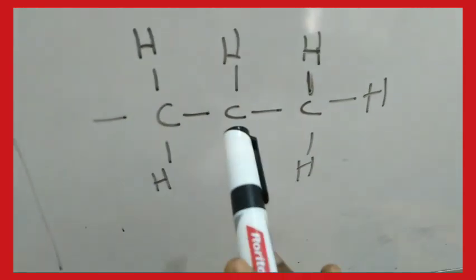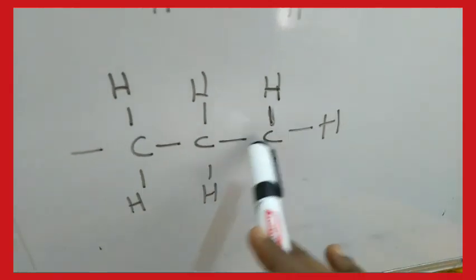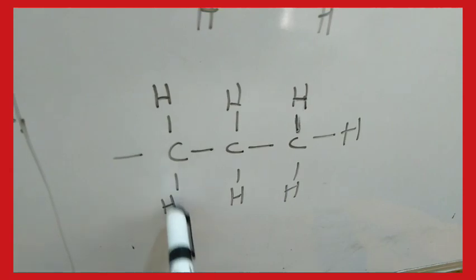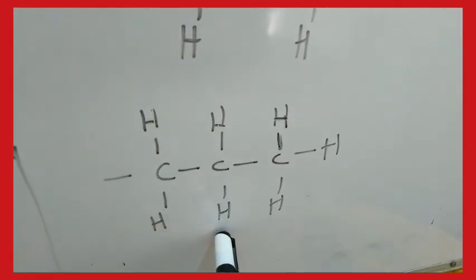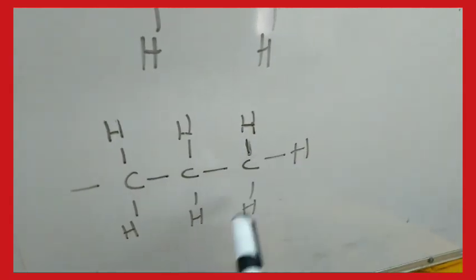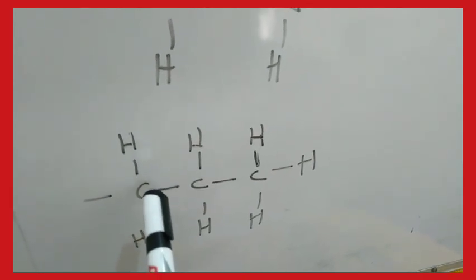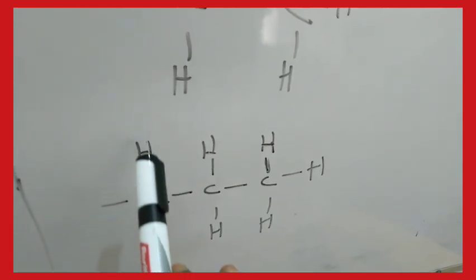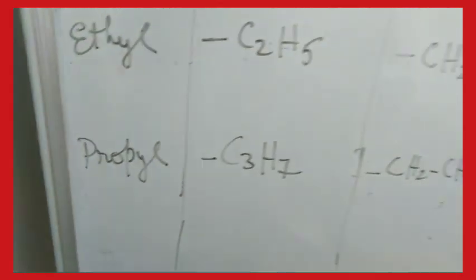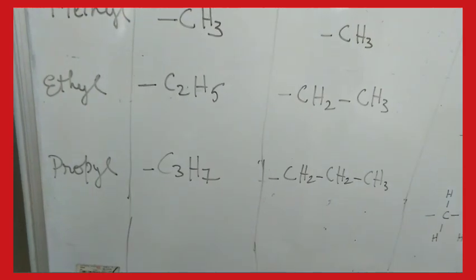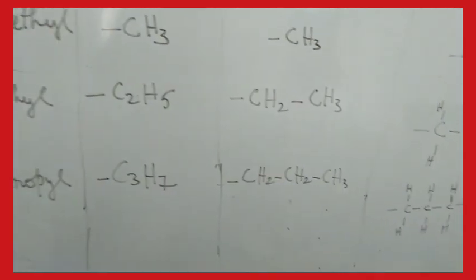Let us see the structure. 1, 2, 3, 3 carbon atoms. First carbon is linked with 2 hydrogen atoms up and down. This is also linked with 2 hydrogen atoms, but this is linked with 3. So how many carbon atoms? 1, 2, 3, 3 carbon atoms satisfied. Hydrogen? 1, 2, 3, 4, 5, 6, 7. C3H7. This is about propyl. Can you draw the structure for butyl? Butyl means 4 carbon atoms will be there, C4H9. I think you can draw it as homework. Okay, this is about the alkyl.